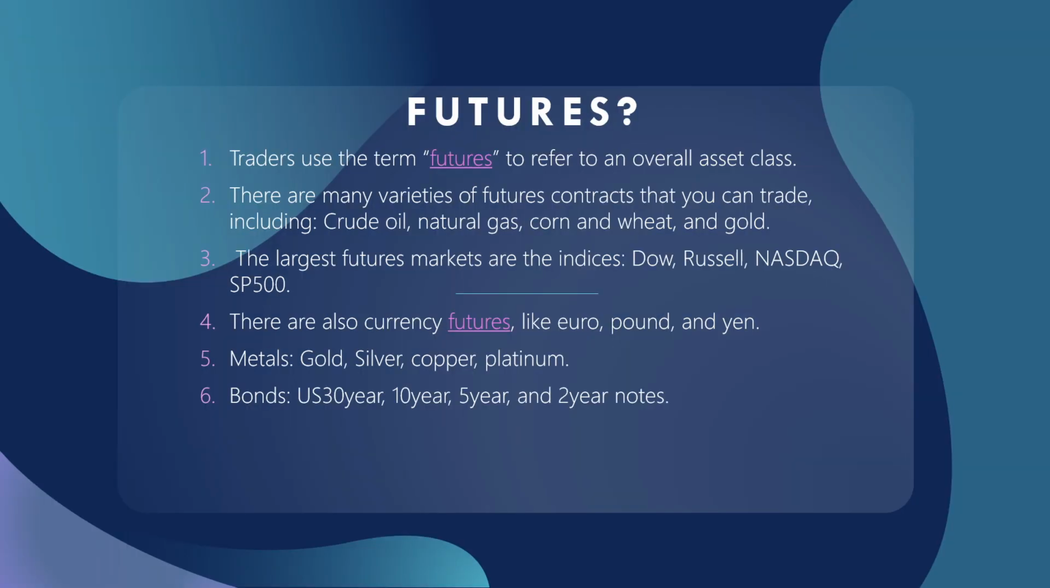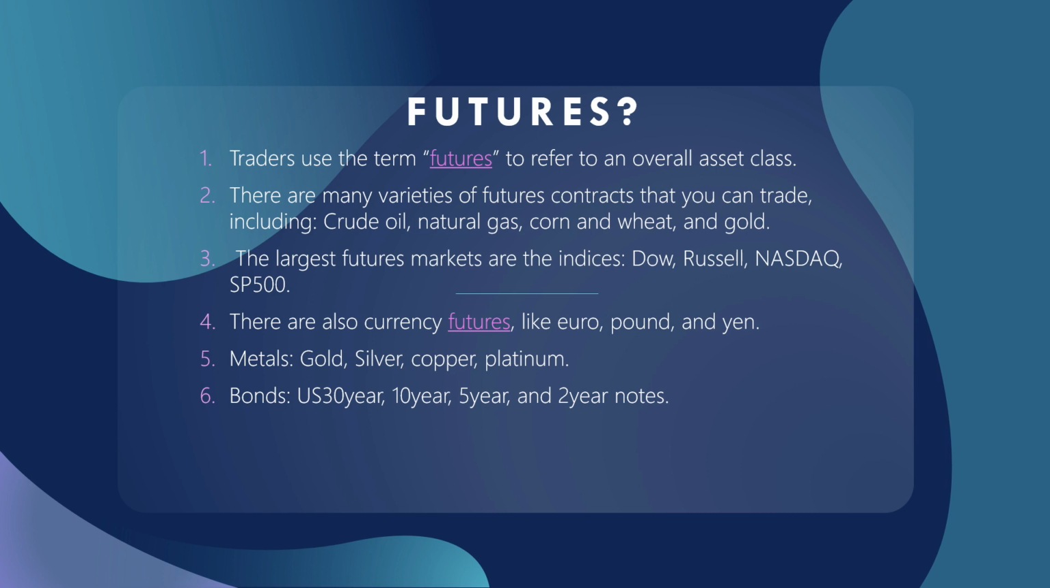Traders use the term futures to refer to an overall asset class. There are many varieties of futures contracts that you can trade, including crude oil, natural gas, corn, wheat, and gold. The largest and the most liquid, as in they have the most money moving through them, are the indices: the Dow, the Russell, the NASDAQ, and the S&P 500.